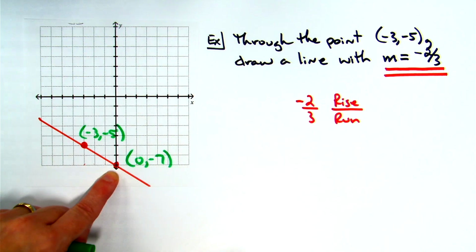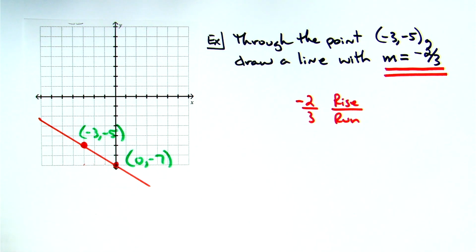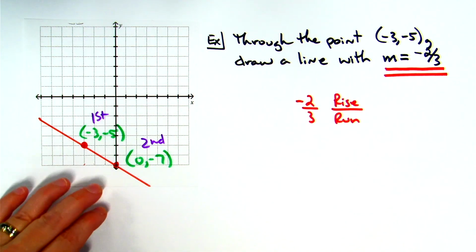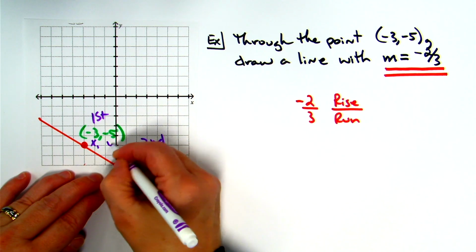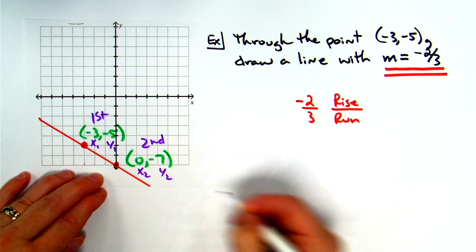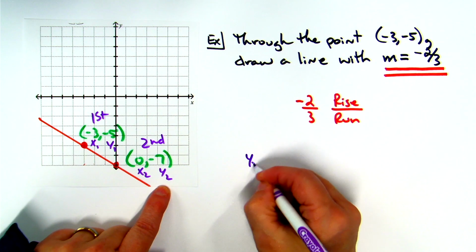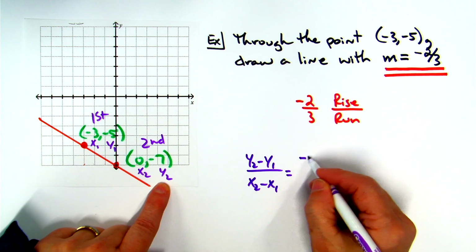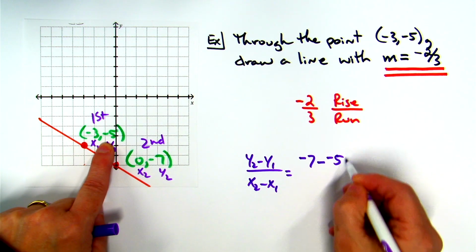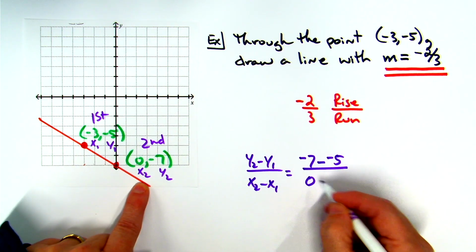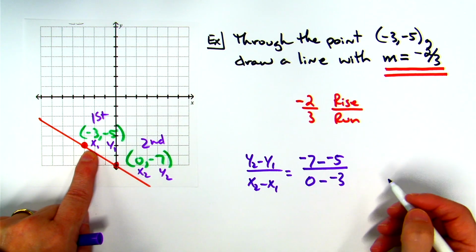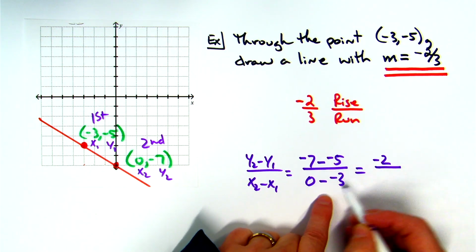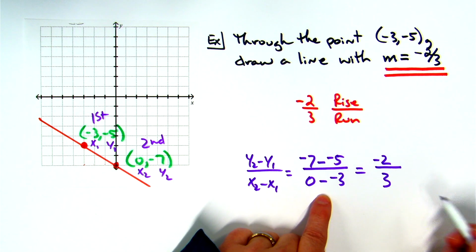It's -7. If I ran the slope formula, if I called this my first point and this my second point, this is x sub 1, y sub 1, this is x sub 2, y sub 2. I should be able to do y sub 2 minus y sub 1 over x sub 2 minus x sub 1. Y sub 2 is -7 minus a -5. X sub 2 is 0 minus a -3. If I do that, I get a -2 on top and a 3 on the bottom, and it matches my slope.